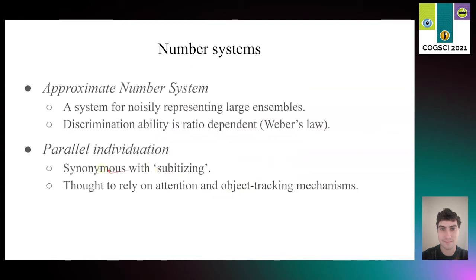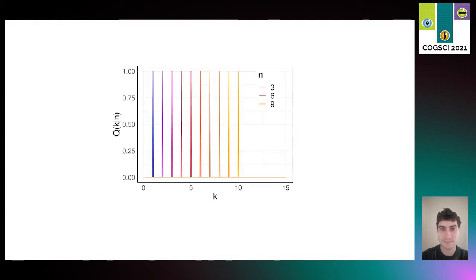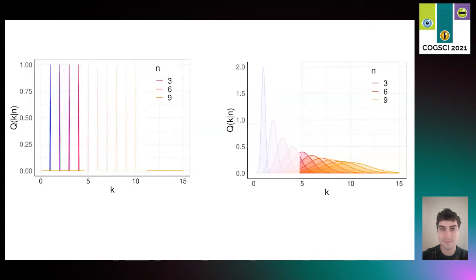And the second system is the parallel individuation system, which is also called subitizing, and this is a discrete system that's thought to rely on attention and object tracking mechanisms. So this system does not have that same property of increasing error. This is just a discrete system for holding on to objects discretely, and so there's actually no error at all. And the explanation for the pattern of errors is that you only have so many object files, basically, so you're forced to rely on your approximate number system for magnitudes beyond 4.